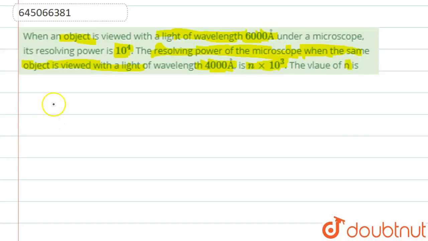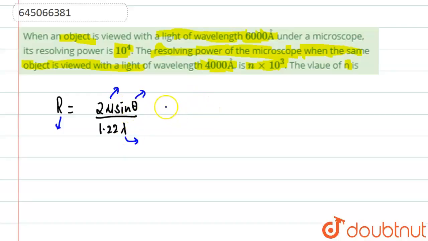So firstly, what is resolving power of a microscope? The resolving power is given by 2 mu sine theta upon 1.22 lambda. Here mu is the refractive index, theta is the angle, lambda is the wavelength, and R is the resolving power. In this question, everything is constant except lambda. So from here you get that R is directly proportional to 1 upon lambda.